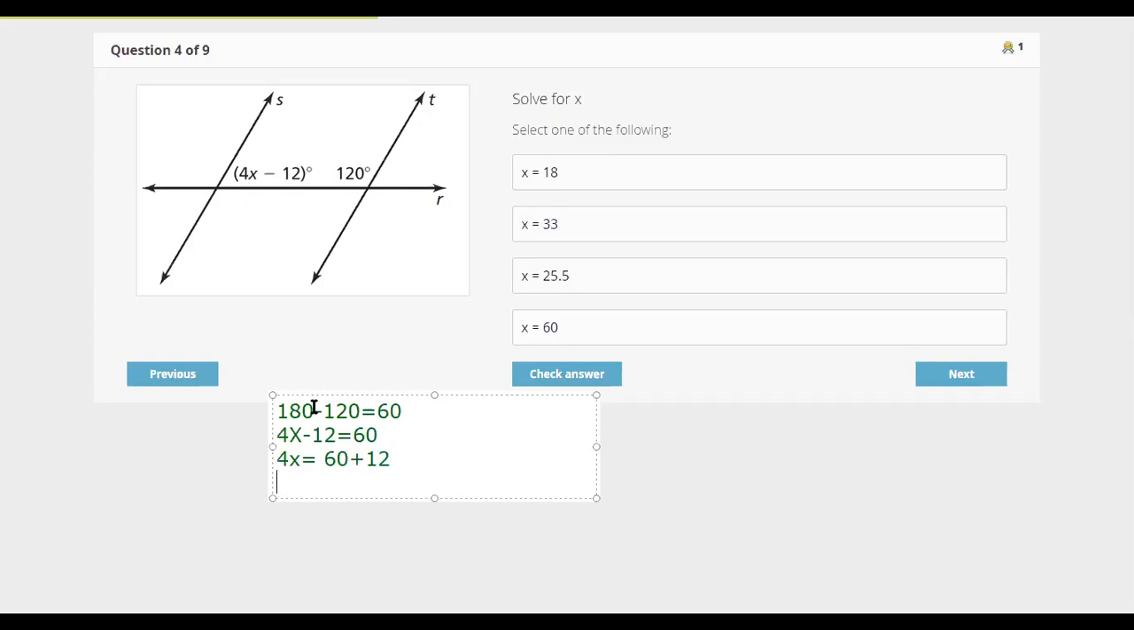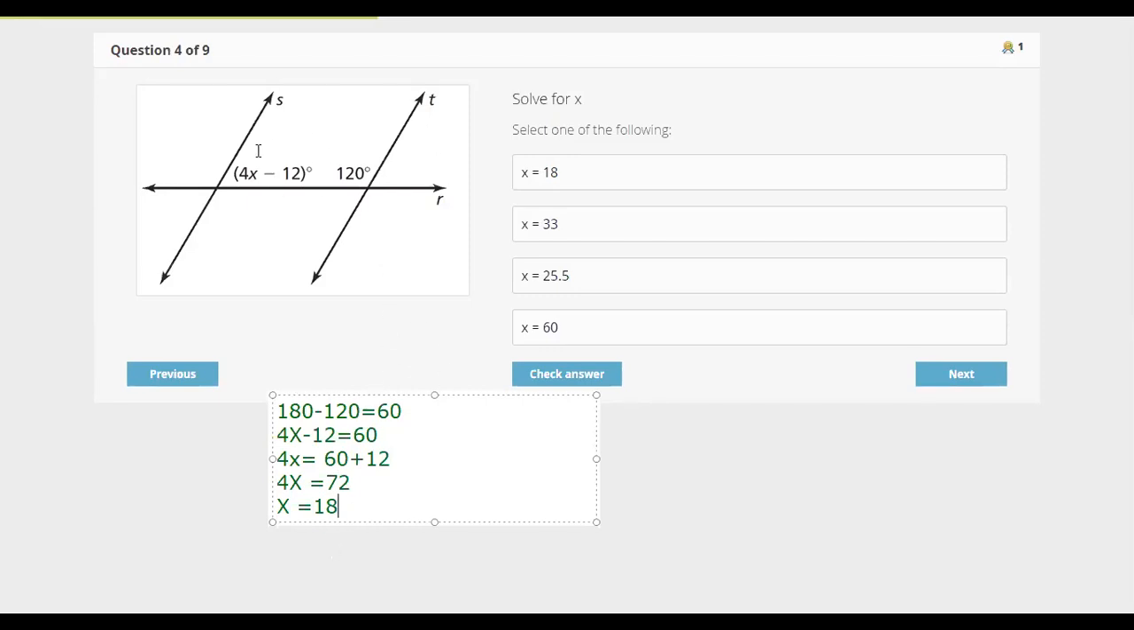And what is the next step? 4x equals 72. Very good. Then divide by 4. It will equal 18. Very good. So the answer will be equal to 18.